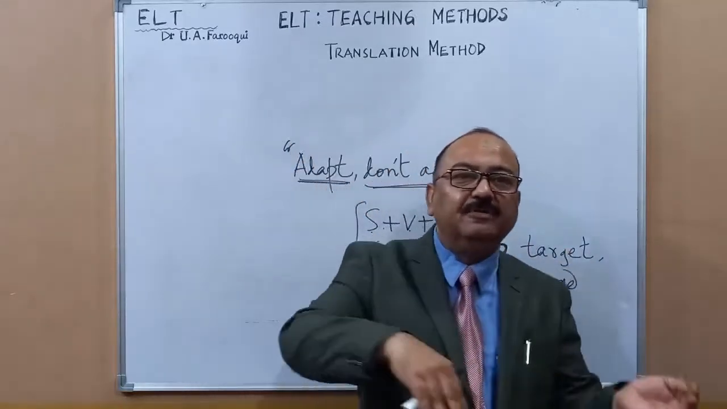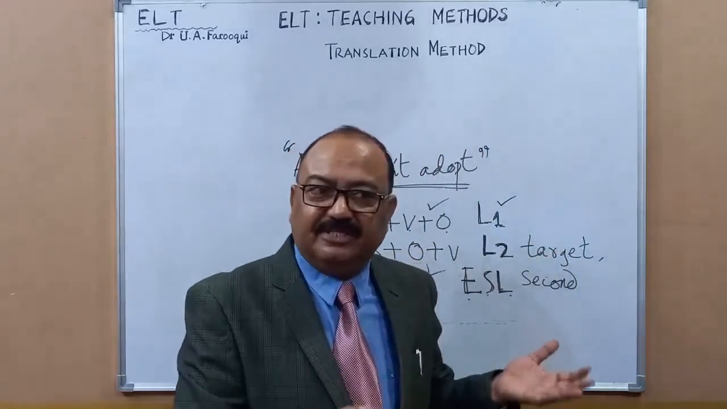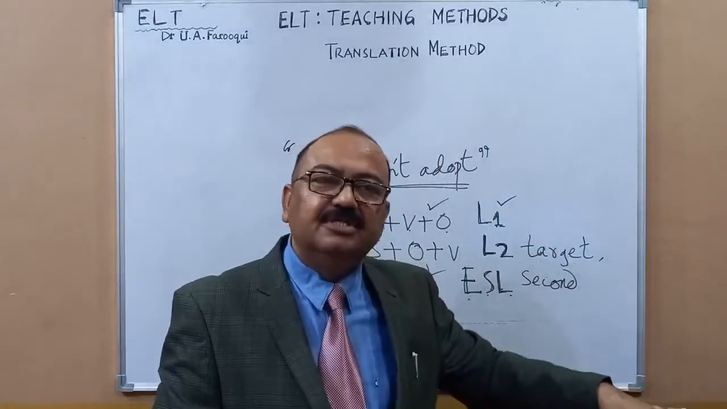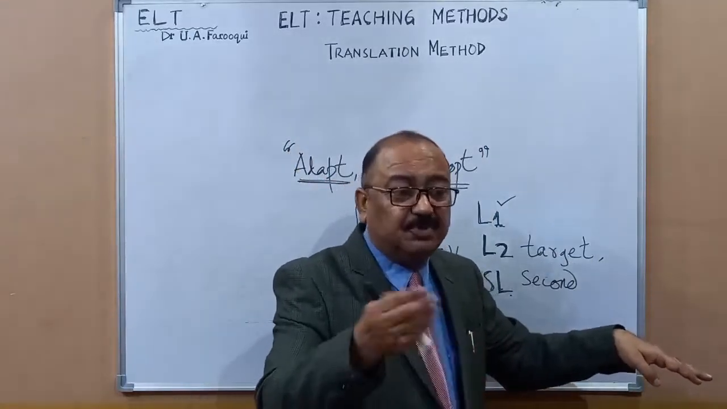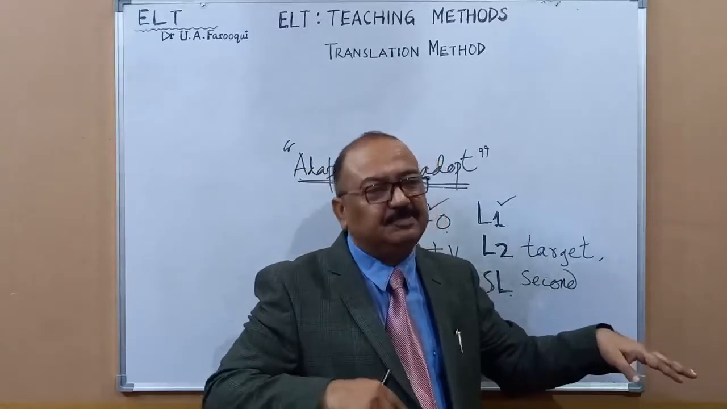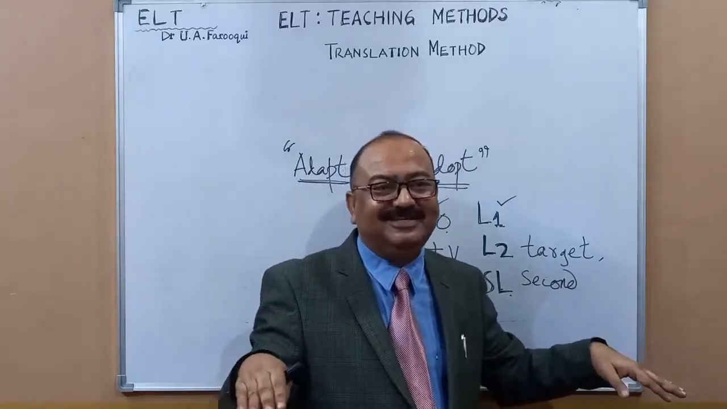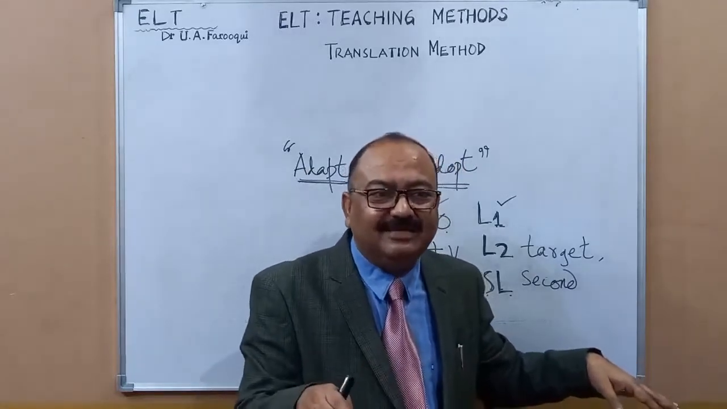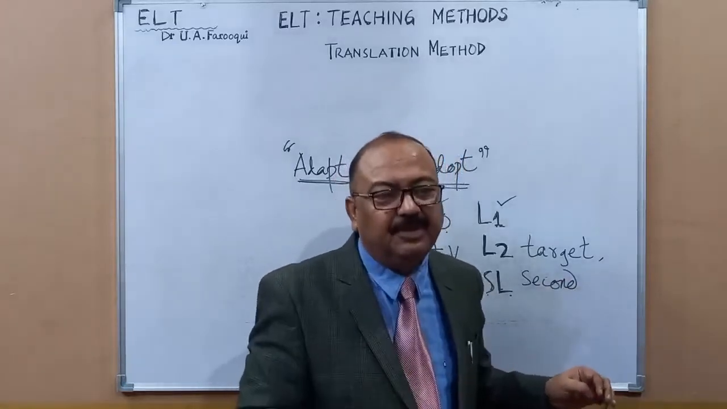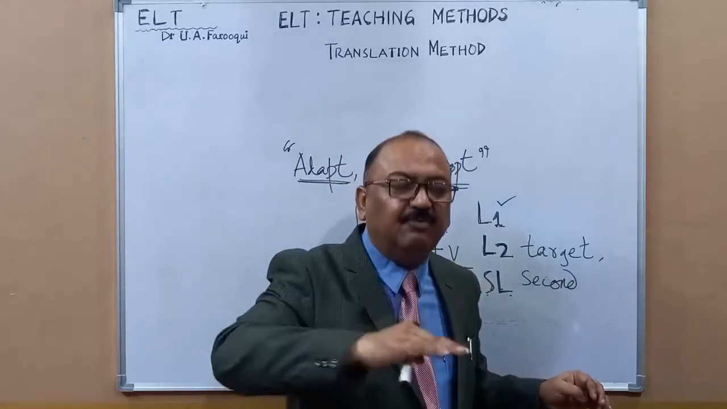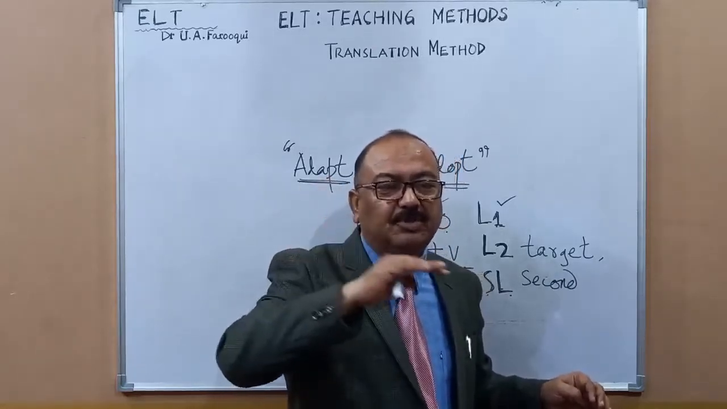So how are you moving? You're moving from the known to the unknown. The child already knows the mother tongue. I am giving you examples because when I am discussing the translation method, obviously, it is followed at the earlier stages. So that's why I would say child. If you happen to teach at the primary level, say level 1, level 2, level 3, I'm talking about the elementary level.